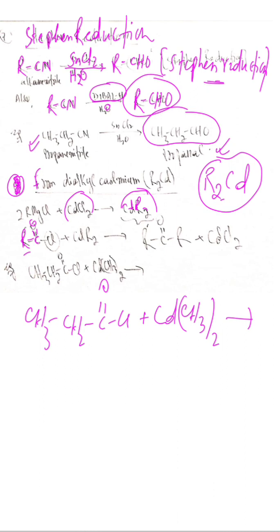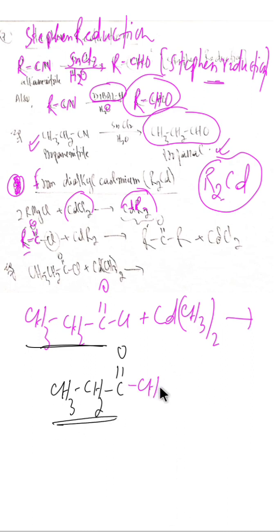Let me change the color. The product will be CH3CH2C double bond O. This is the part which is written here, and this methyl group will be attached over here to form this ketone. We can prepare both symmetrical and unsymmetrical ketones from this method. Okay, these are some important preparations of aldehydes and ketones which can be asked in your exam.